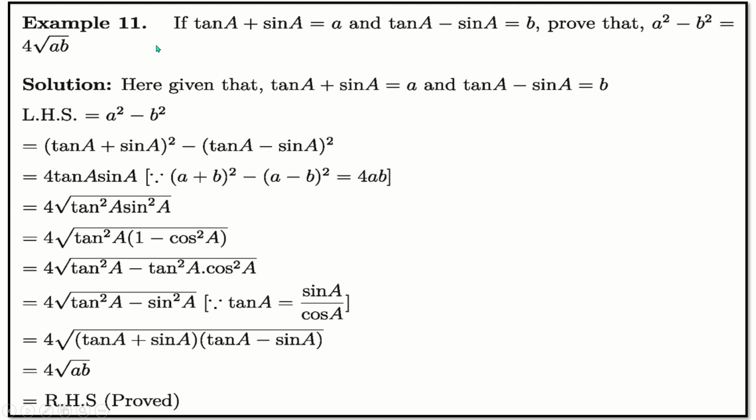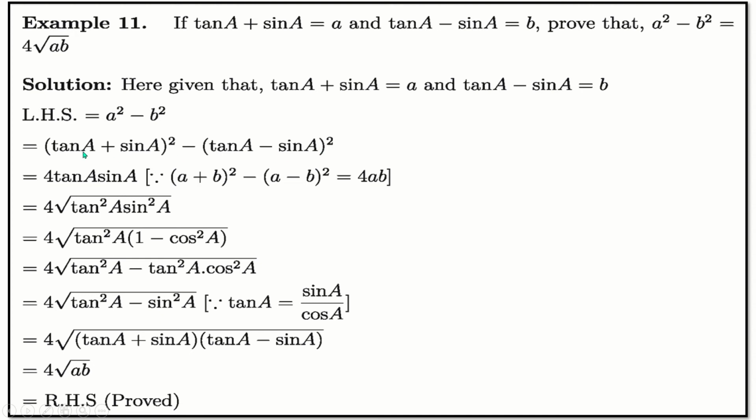Example 11. If tan a plus sin a is equal to a and tan a minus sin a is equal to b, prove that a square minus b square is equal to 4 square root over ab. Here given tan a plus sin a is equal to a and tan a minus sin a is equal to b. Left hand side is given a square minus b square. Now a is equal to what? a is equal to tan a plus sin a, and as here is square, so here will be square. b is equal to tan a minus sin a, and as here is square, here also will be square.